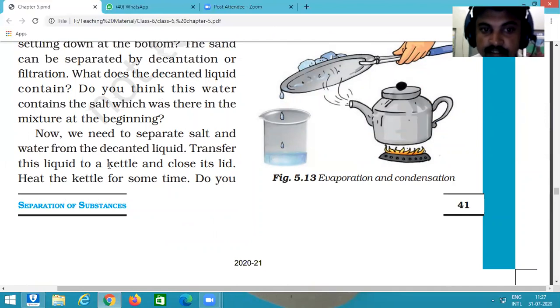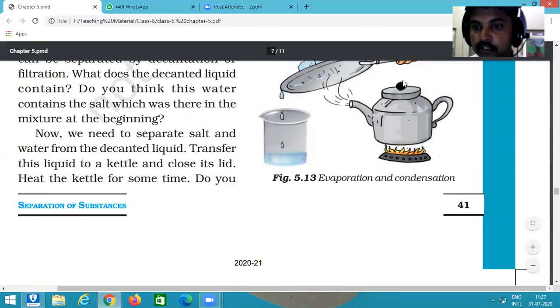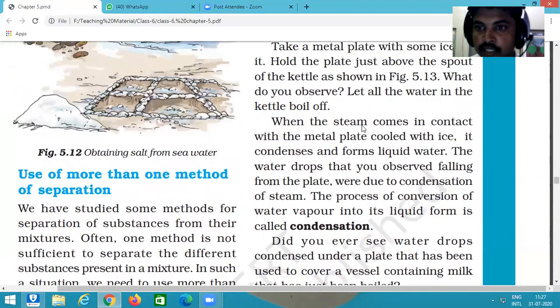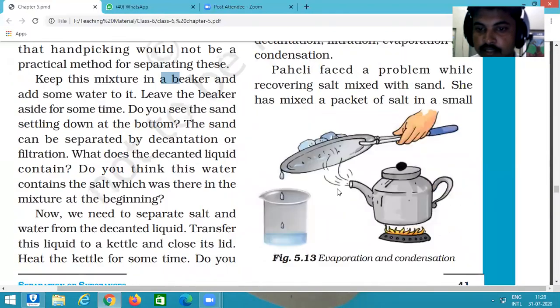So we take this solution in a kettle, close its lid, and start to boil, that is, start giving heat to the kettle. What we see after some time is that the water starts to evaporate. So here the process is evaporation. The water converts into vapor and comes out from the spout of the kettle. Here you see the vapor coming out.